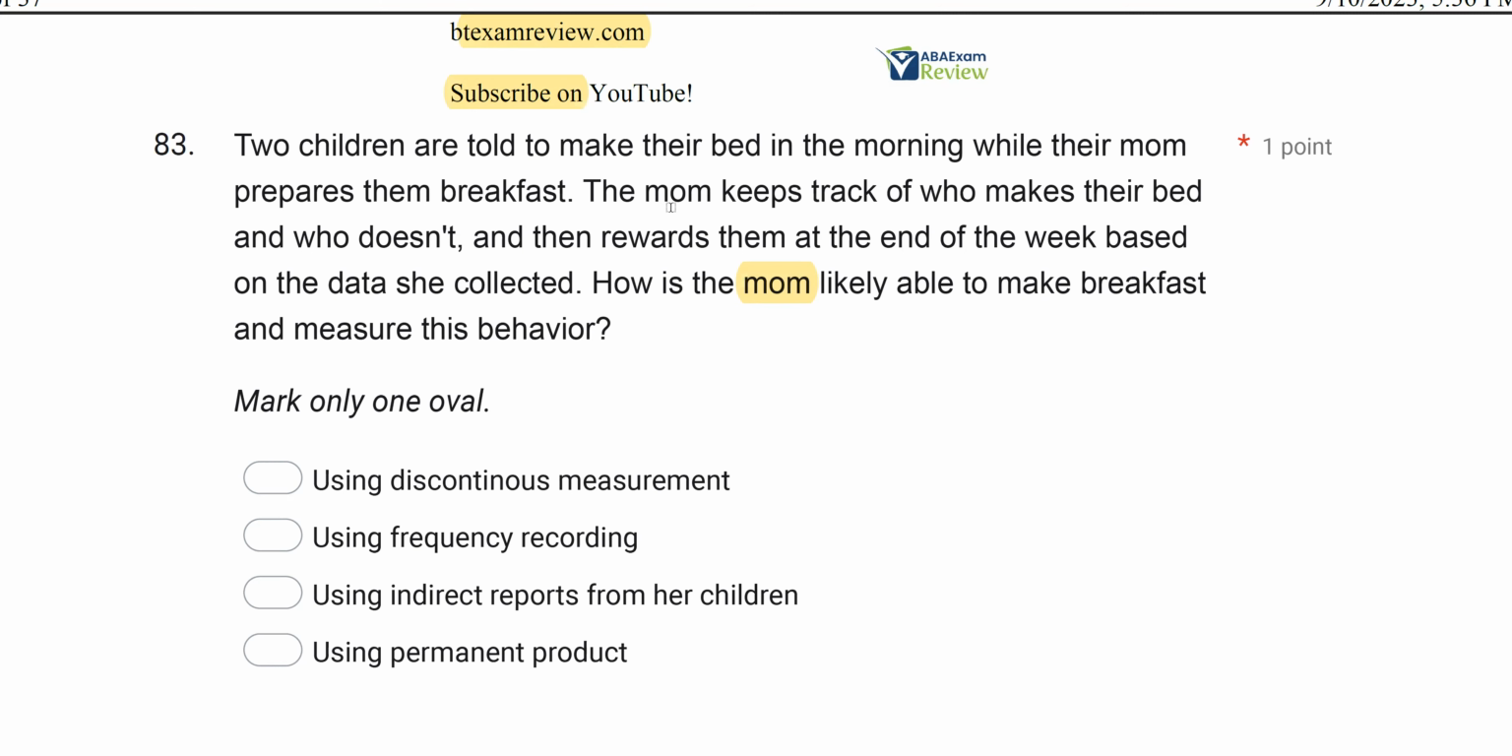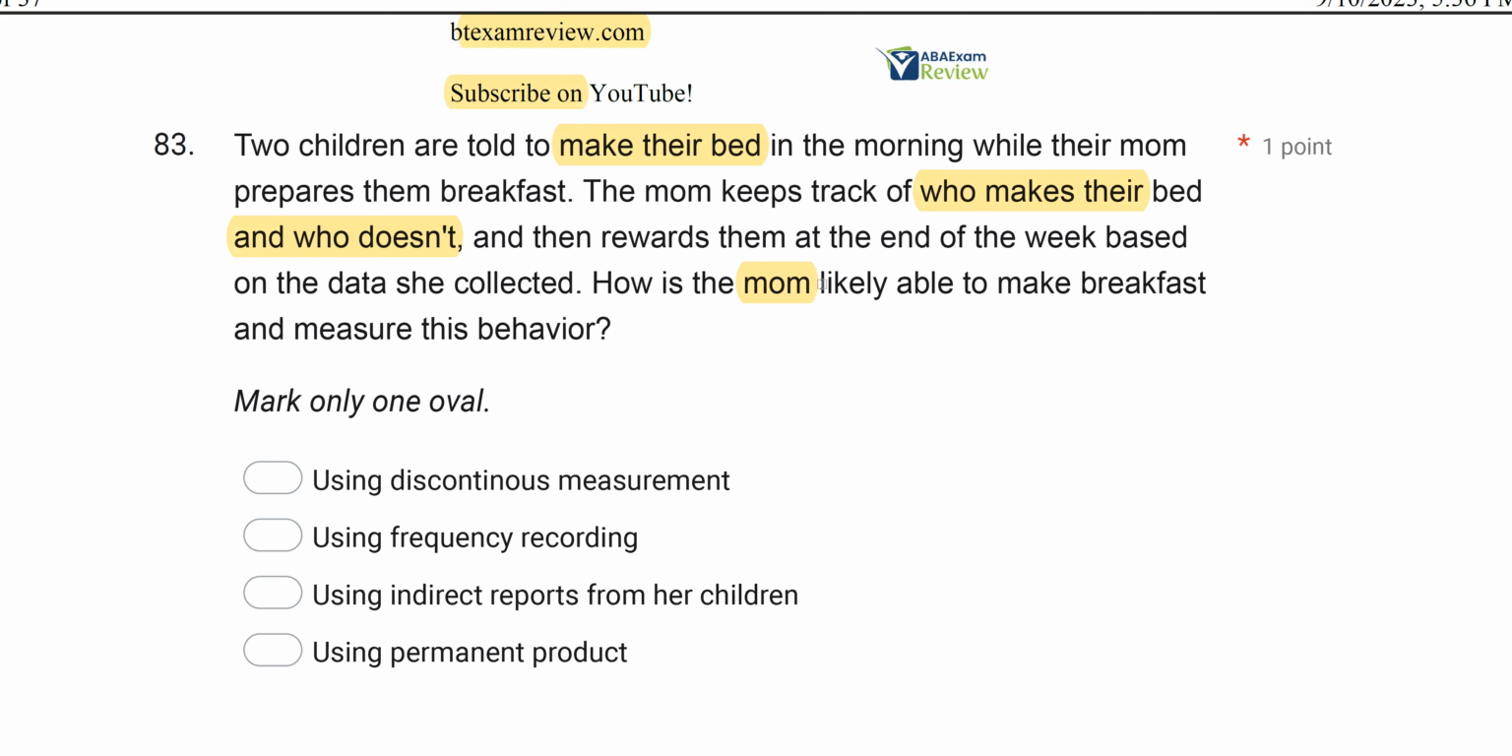Well, the mom is measuring the kids making their bed while she makes breakfast, and she has to somehow keep track of who is making their bed and who isn't while also preparing breakfast. Now, how is that possible? How can someone measure a behavior while also being in a different location and doing something else entirely? Well, there's really only one good way to do that. And what would that be? How could the mom, once again, be making breakfast and at the same time measure the behavior?